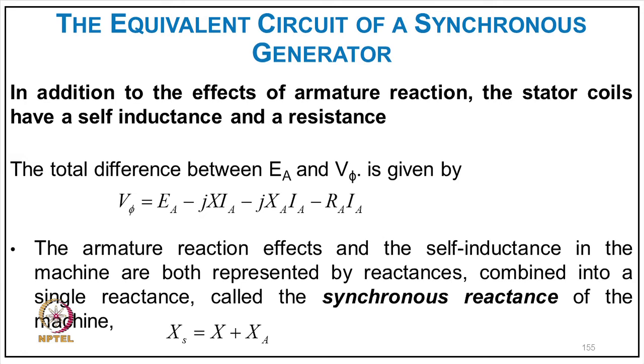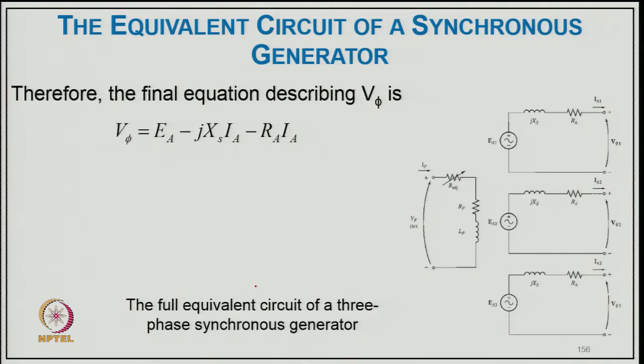The armature reaction effect and the self inductance in the machine are both represented by reactances, combined into a single reactance called the synchronous reactance of the machine. So we can call it X_s equal to X plus X_A, and then V_phi will be equal to E_A minus j X_s into I_A minus I_A R_A.